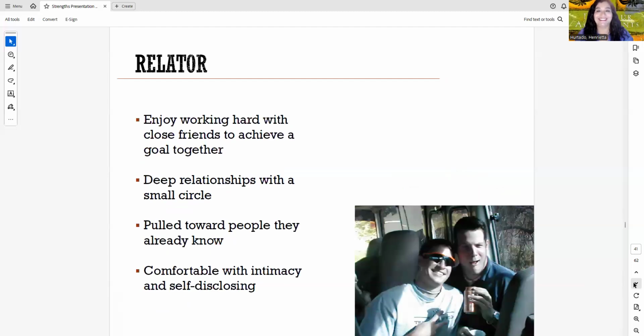Relator. You enjoy working hard with close friends and achieve a goal together. You have deep relationships with a small circle and you are pulled toward people that you already know. You are comfortable with intimacy and self-disclosing.